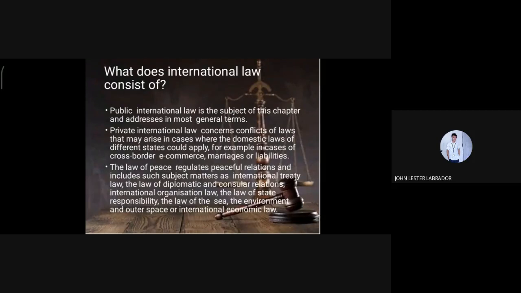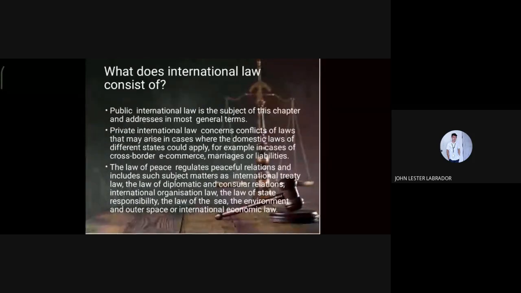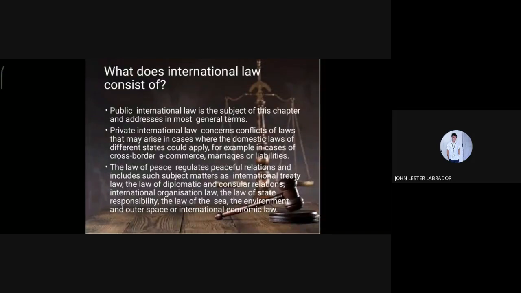Private international law concerns conflicts of laws that may arise in cases where the domestic laws of different states could apply. For example, in cases of cross-border or e-commerce, marriages, or liabilities. Its primary concern is the resolution of conflict of national laws, determining the law of which country is applicable to the specific situation.